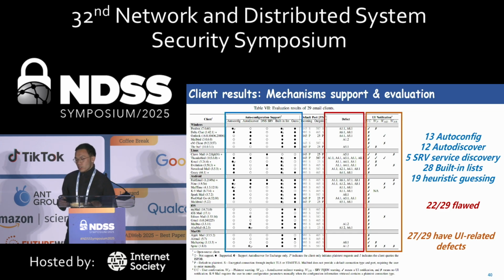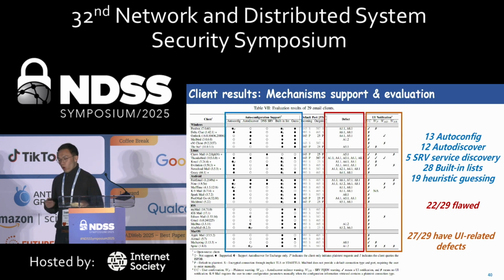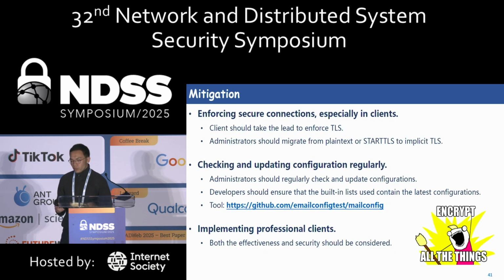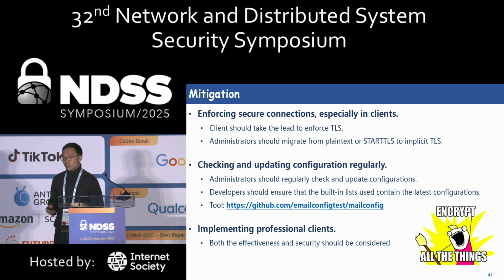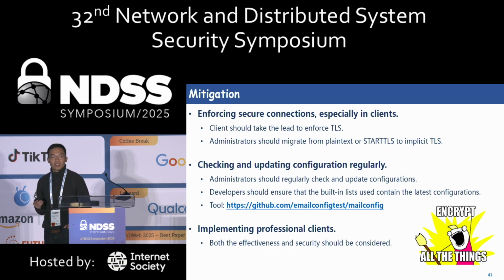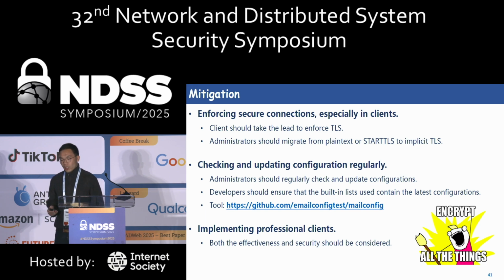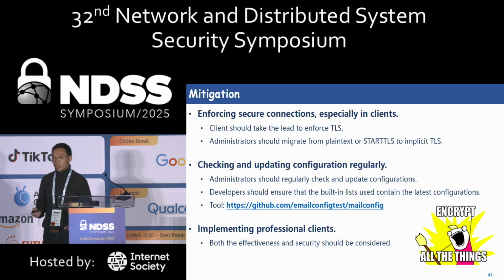So this is an overview of the client results. The auto configuration mechanisms are widely deployed in clients, but most of them have a flawed implementation. We propose 3 mitigations. First is enforcing secure connections, especially in clients. The second, administrators and developers should check and update configurations regularly. And we also released an open source tool to help administrators check this. And the third is implementing professional clients. We should consider how to balance effectiveness and security.